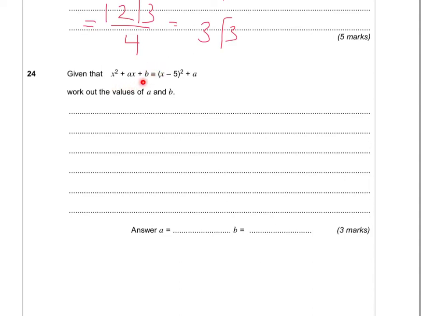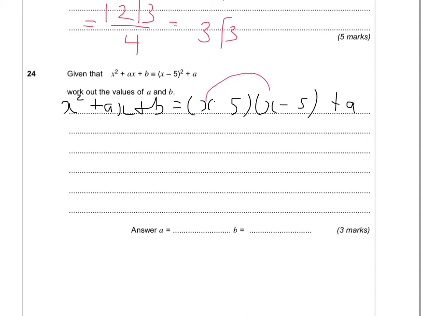It's really saying that x squared plus ax plus b is always equal to (x minus 5) squared plus a, no matter what x is, and we've got to work out a and b, what numbers those are. So it seems sensible to multiply the right hand side out, so x squared plus ax plus b is equal to, and remembering that (x minus 5) squared is x minus 5 times x minus 5, so it's (x minus 5) times (x minus 5) plus a.